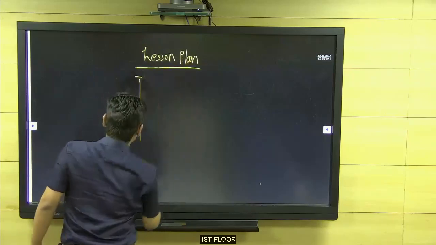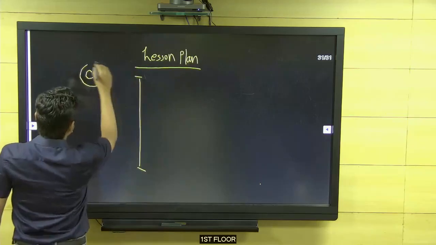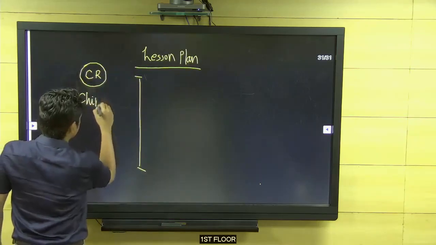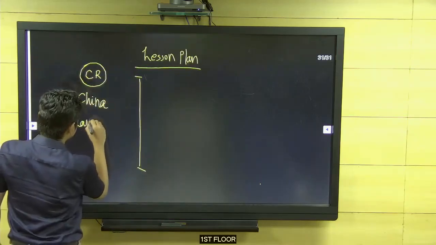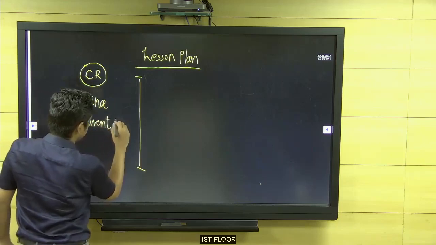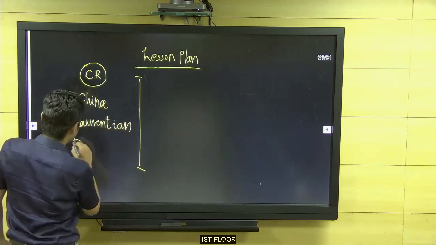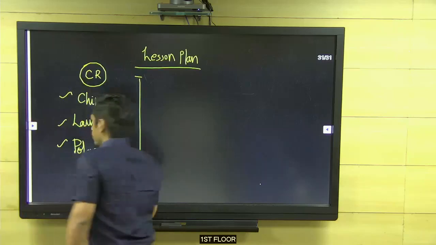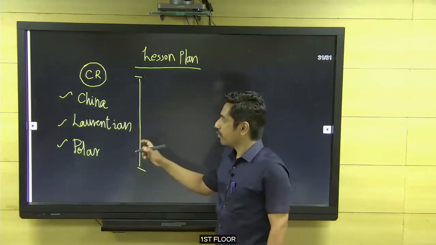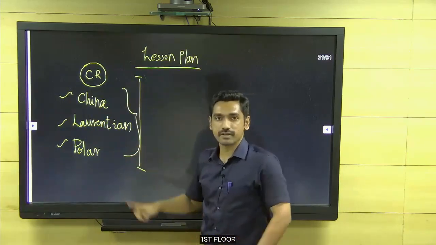Three climatic regions: China, Laurentian, and then finally polar climate. And as I told you, all these three things will make more sense when you're able to consolidate. So let me finish it off.